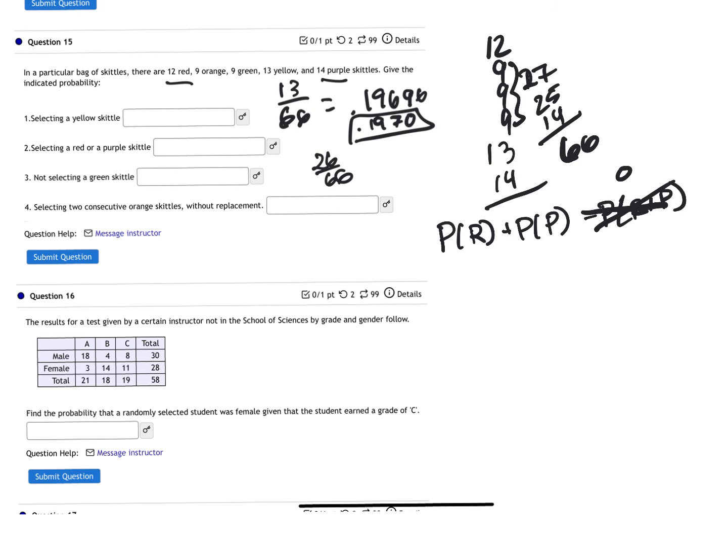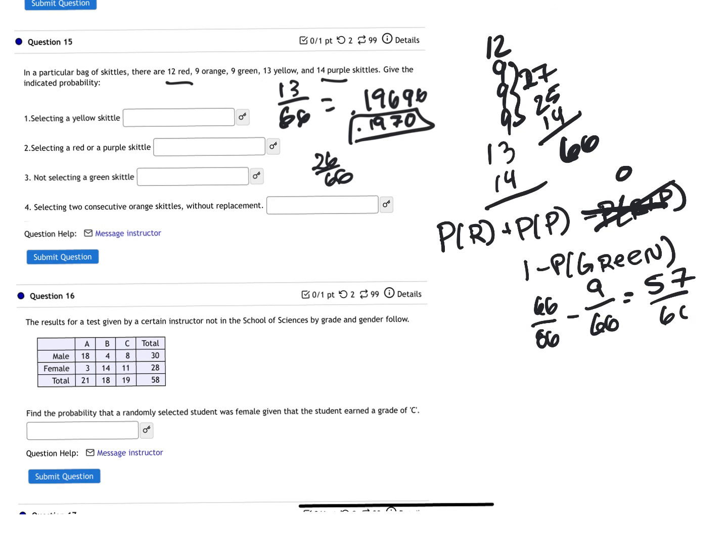Not selecting a green. So not green would be all the other ones. Or we could figure out what green is and go 1 minus the probability of green. So if I go, probability of green is 9 out of 66. 66 over 66, which is 1, minus that. So 57 over 66. That's not choosing green. There's 57 other ones that aren't green because there are 9 greens.